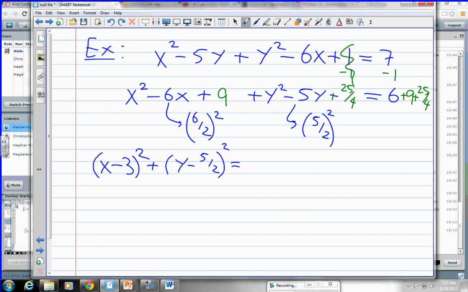Well, on the right side is 15, right? 6 plus 9 is 15, plus 25 over 4. I need the common denominator, which is 4. I need to turn 15 into... Oh, good. Very good. So yes, the answer is 85 over 4. We're going to turn 15 into 60 over 4, and you add them. So yes, 85 over 4. Very good. Whew. So it's a little fraction. Oh well. What is the center of that circle?